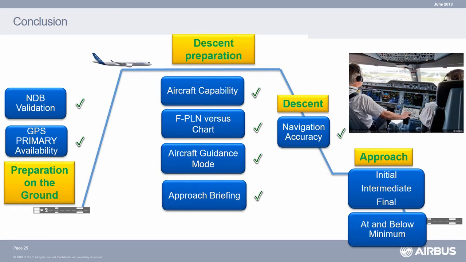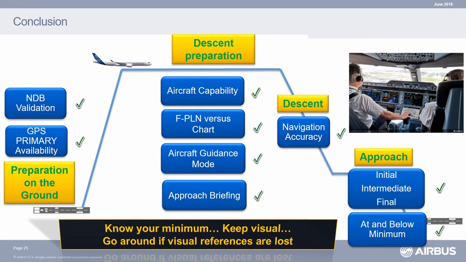During the descent, we confirmed the strategy of the approach with the check of the navigation accuracy. And during the approach, we arm and engage the appropriate mode, and at and below minima, do not forget to have visual, and if you lose visual below minima, you have to go around.